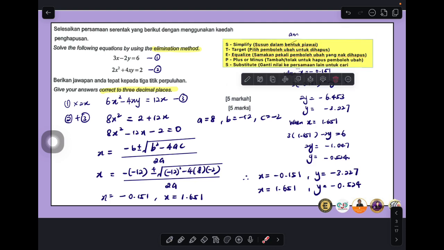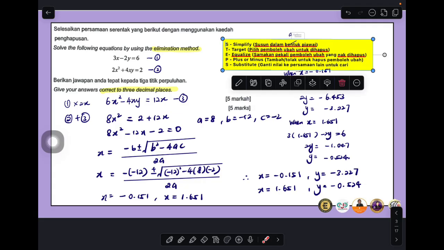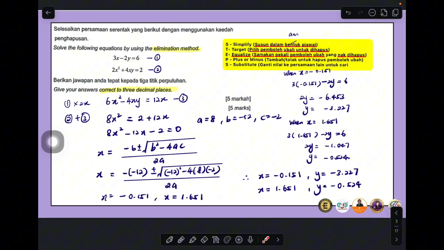I already missing my steps here. Okay, this is the steps to solve using the elimination method for the system of equations.